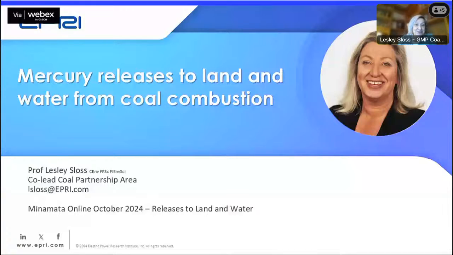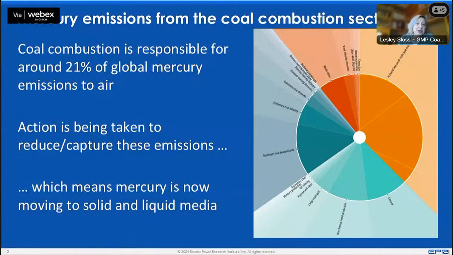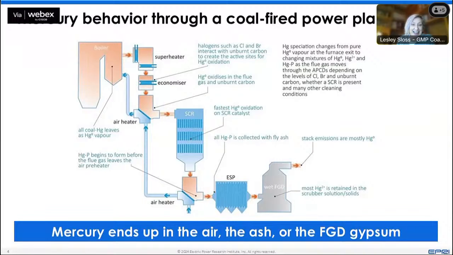Next slide, please. So coal is responsible for around 20-21% of the global mercury emissions to air. And of course, the aim of the Coal Partnership Area is to reduce these emissions into the air, but mercury is an element. It doesn't magically disappear once we capture it. If it's not in the air, it's now in the solid or liquid medium. So next slide, please. And the next one after that, thank you.